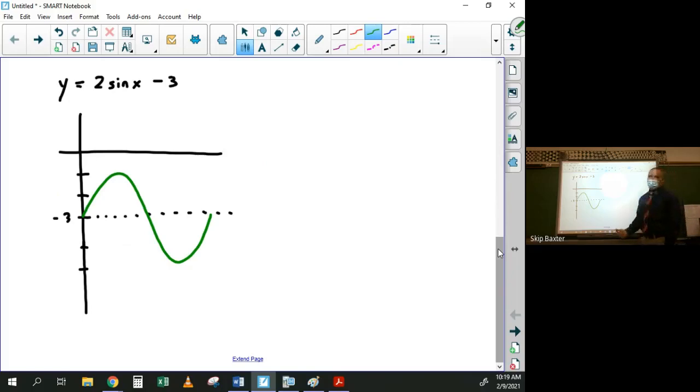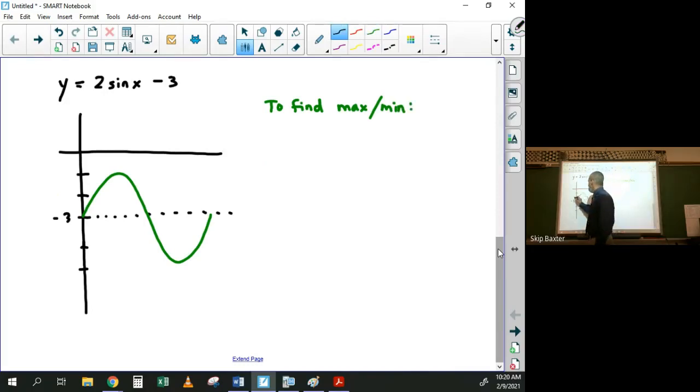Okay. Sometimes they'll also ask you what's the maximum value that the graph attains, or the minimum value that the graph attains. So to find the max or min, if they gave you a graph, it's easy. You can just look at the graph, right? If this is -2 and -1 and -4 and -5, you can see that the max would be 1 and the minimum would be -5, right?